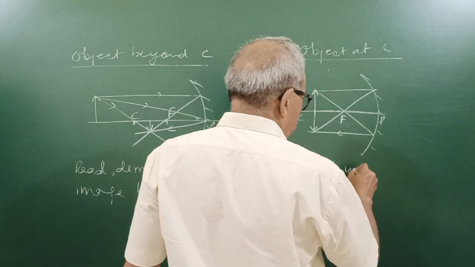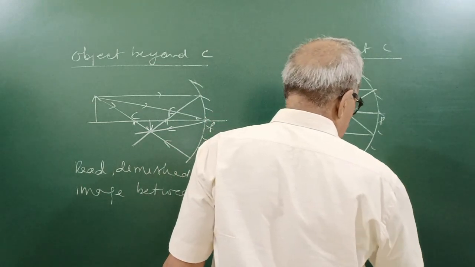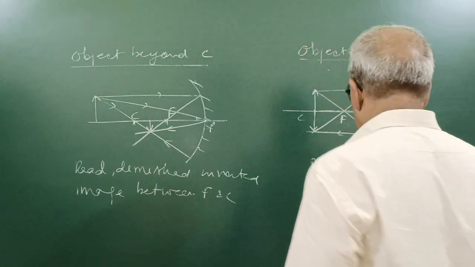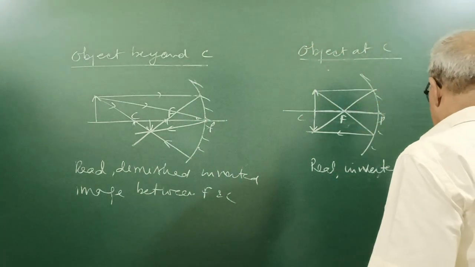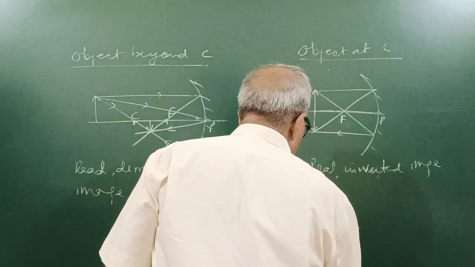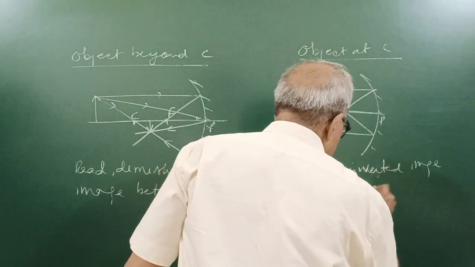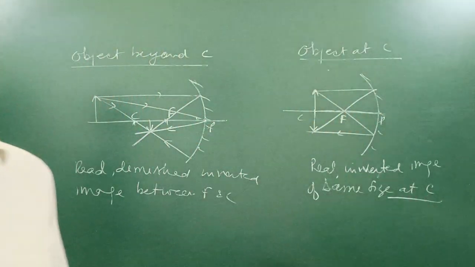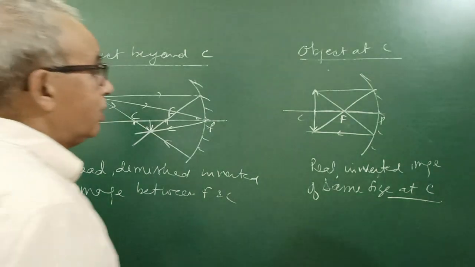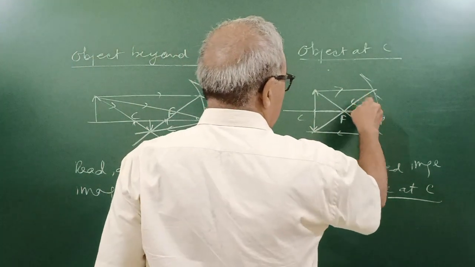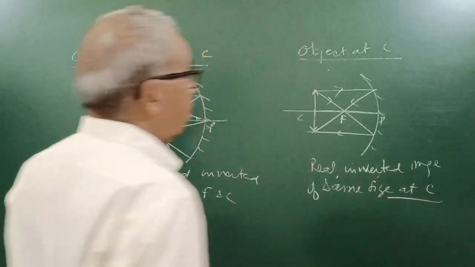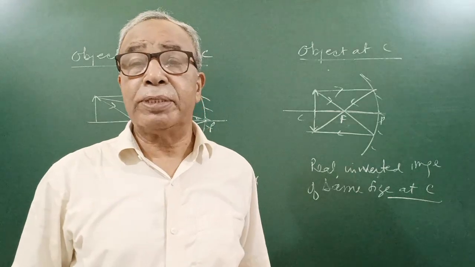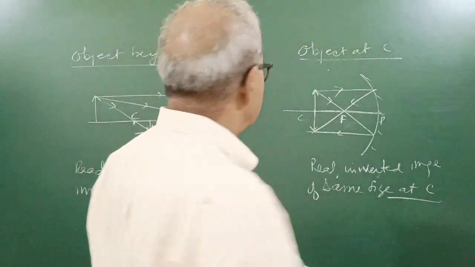Real inverted image of same size at C. If object at C, image will be at C. Don't forget putting these arrows. Arrow must है, नहीं तो आपका एक नंबर का डायग्राम है, आधा नंबर साफ. 50% marks you have lost.